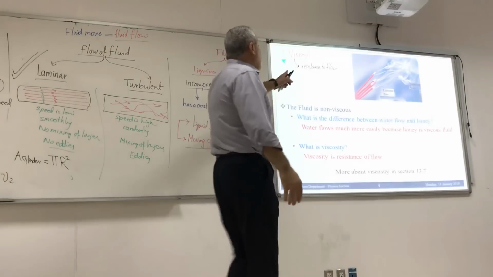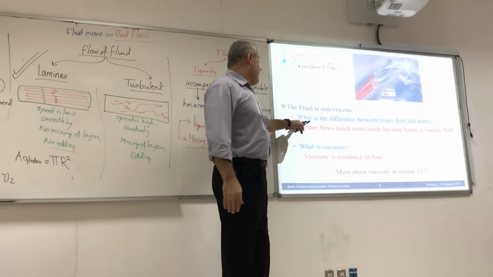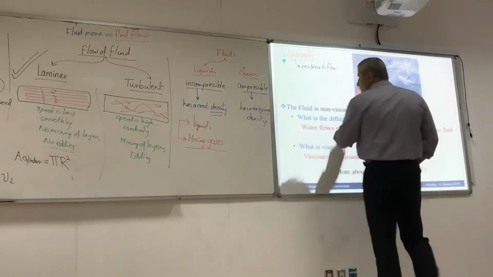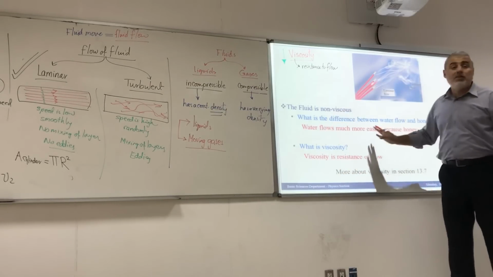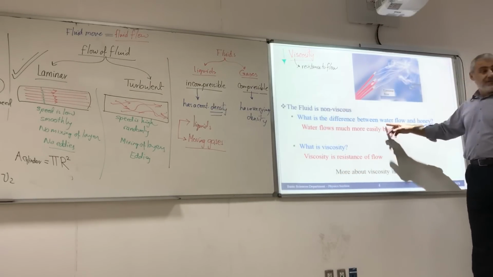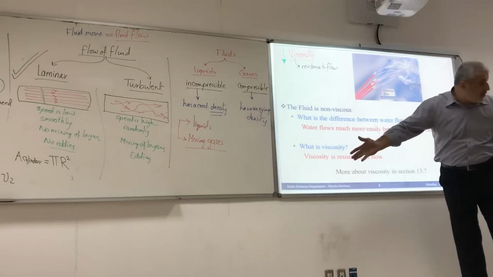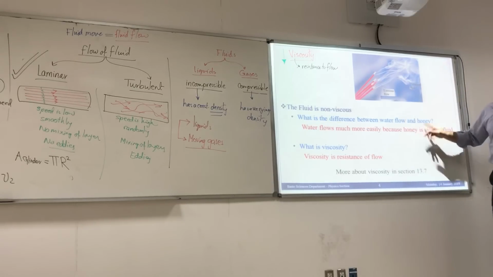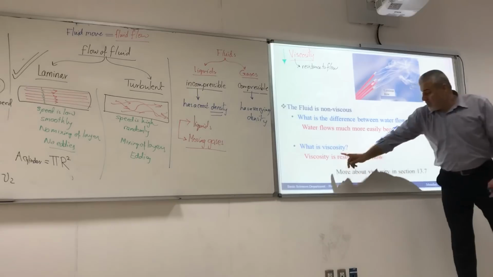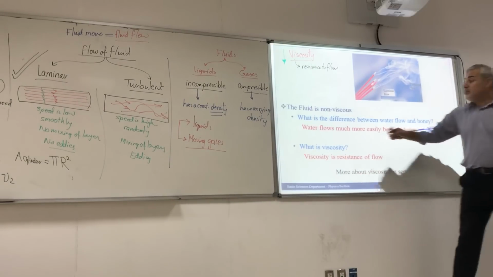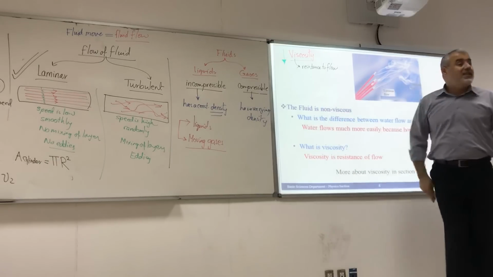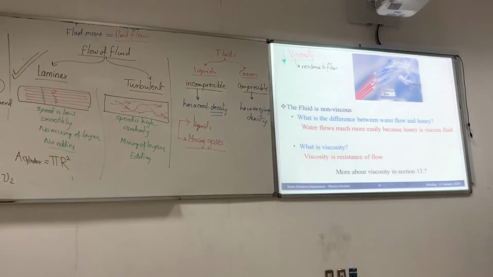Okay? So this is here. We can say يا شباب again, the fluid is non-viscous. What is the difference between water flow and honey? We know that. Water flows easily because it's less viscous, and honey is more viscous. Viscosity is the resistance of flow. Now more about viscosity. But we said that the fluid is non-viscous. Sometimes we can assume that the ideal fluid is non-viscous. But does that exist? No.